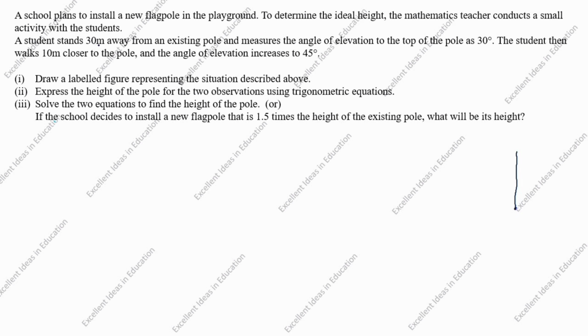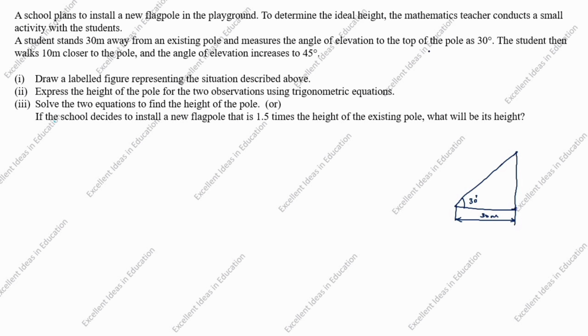A student stands 30 meters away from an existing pole. So 30 meters away from the existing pole. This is the flagpole. So this distance is 30 meters, and the student measures the angle of elevation to the top of the pole as 30 degrees. The angle of elevation to the top of the pole is 30 degrees. So we will join the line. This is given as 30 degrees.